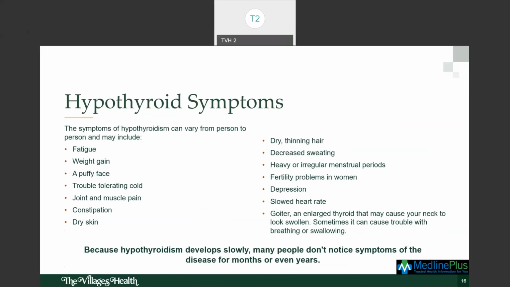Like we said, with the fatigue, some people do experience fatigue. They may experience dry skin, constipation, slowed heart rate. This might be something that you're already experiencing, so you may not think it's anything out of the ordinary. But months to years down the road, when the symptoms become more severe and you develop some of the other symptoms listed here, then you might start to notice and talk to your doctor about it, so they can do the appropriate testing to see what's going on.